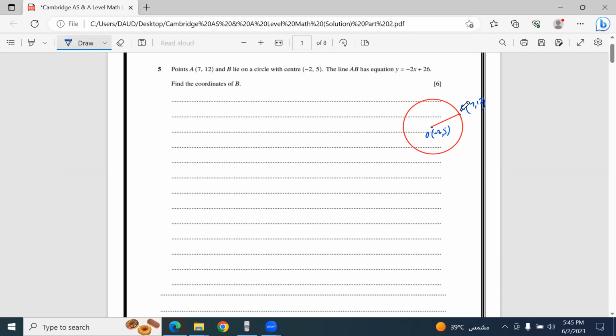So we will find the distance from the center to A, which means the radius R. That is OA equals R. I will use the formula: x2 minus x1 whole squared plus y2 minus y1 whole squared, and R squared is equal to, applying square on both sides, 7 plus 2 whole square plus 12 minus 5 whole square, which gives us 9 squared, 81, plus 49, which is equal to 130.